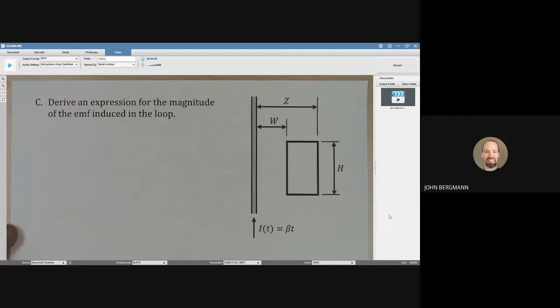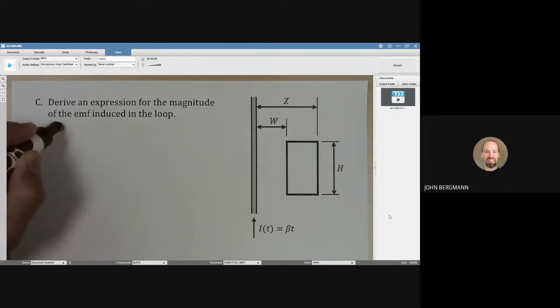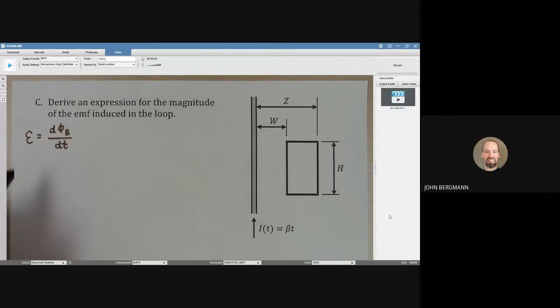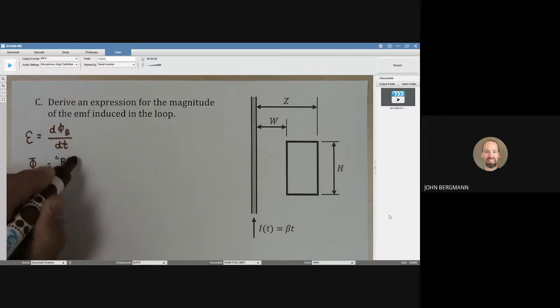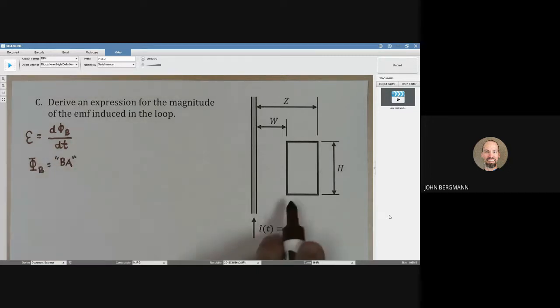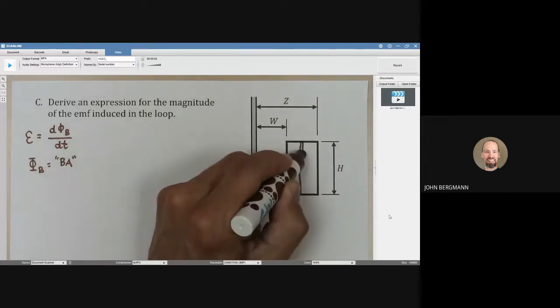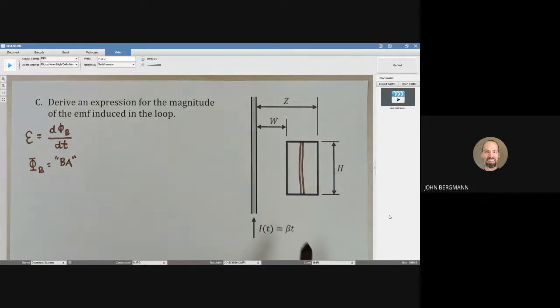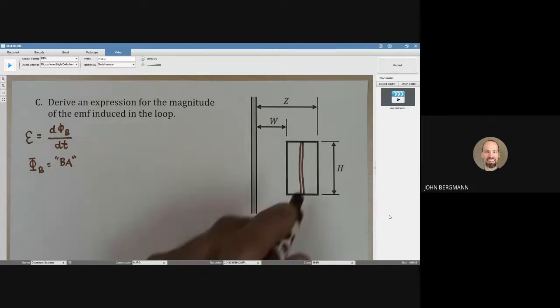Derive an expression for the magnitude of the EMF induced in the loop. The magnitude of the EMF, I'm going to leave the negative sign off of Faraday's law here, is going to be that. Now, generically, magnetic flux is B times A, the magnetic field multiplied by the area. But here, the magnetic field is not constant at every point. It is constant at a very thin slice, too thin for me to show. It's constant at this slice and the slice to the right and the one to the left and all the slices that make up this loop.